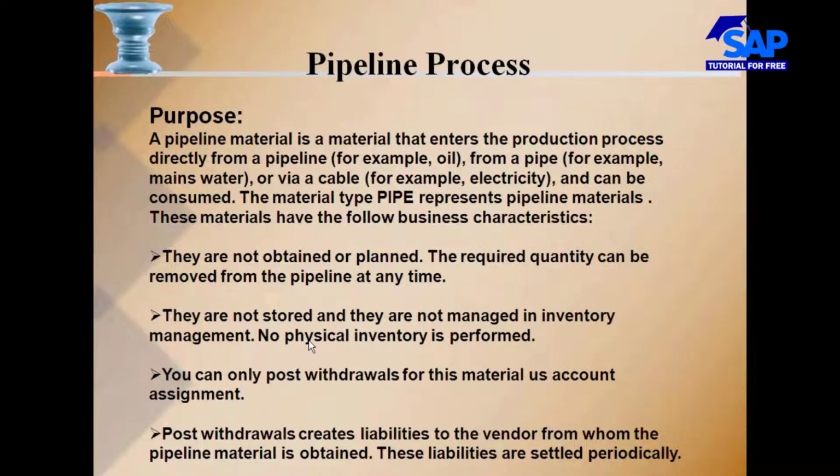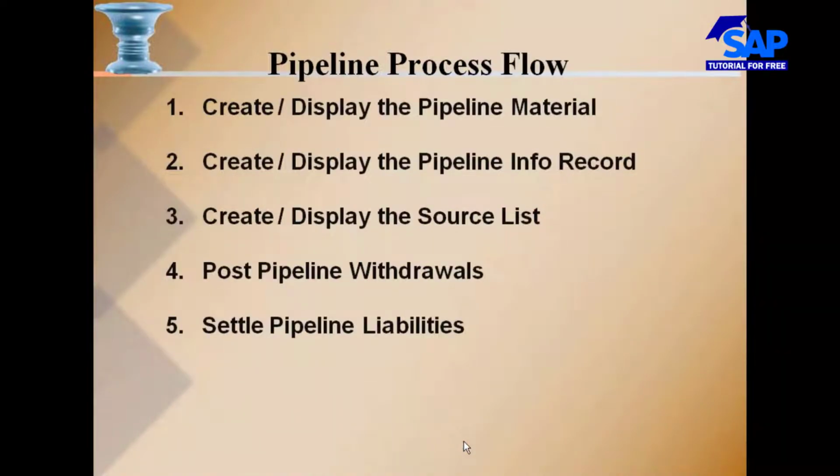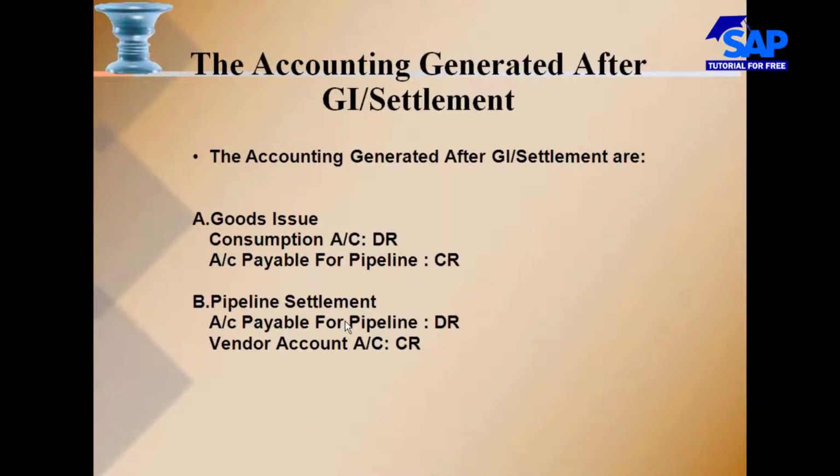So no inventory. Therefore, when there is no stock, there is no physical inventory also. You can only post withdrawals for this material using account assignment. Okay, so this you have to use account assignment. Post withdrawal creates liability to the vendor from whom the pipeline material is obtained. These liabilities are settled periodically on a regular basis. Okay, so the process is material creation, info record, display source list. In case if you have any source list, you can do so. Post pipeline withdrawals, settle liabilities. So these are the processes.